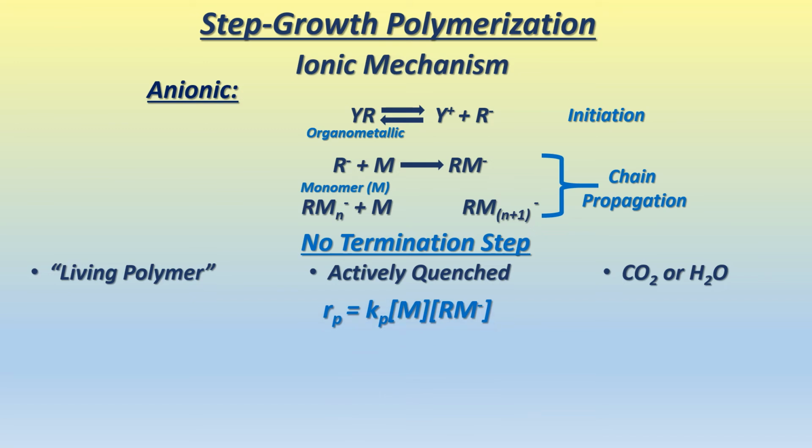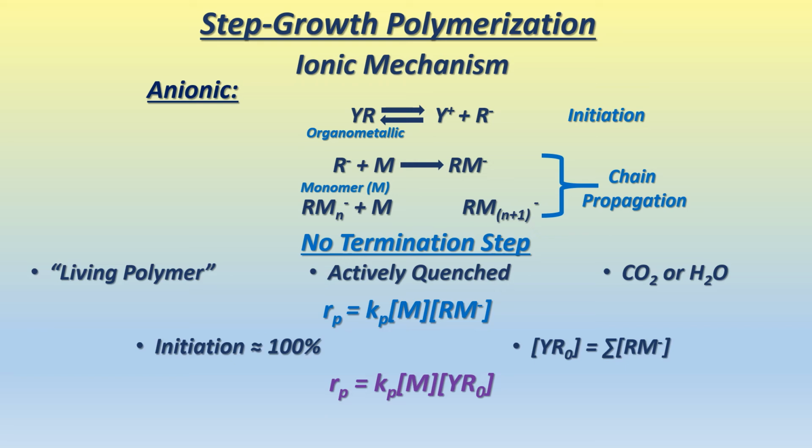So, you have a rate that simply is equal to the propagation, which is equal to the concentration of monomer times the anionic chain. The other thing that's unique about this is initiation is 100% efficient. So at any given point, the amount of organometallic present is equal to the sum of the activated chains. So overall, the rate of propagation is equal to a constant times the concentration of the monomer times the original concentration of the organometallic.